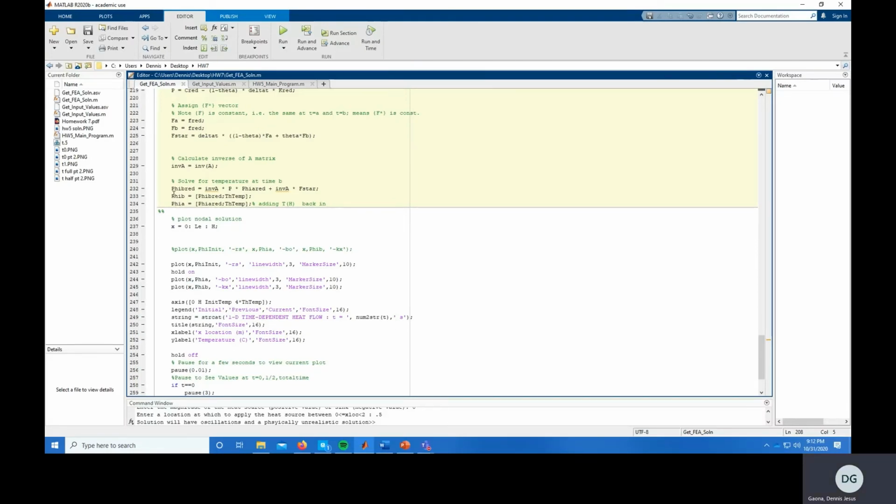Finally, in order to maintain a consistent solution, we have to add back in the temperature at node H, since we reduced our matrices earlier. We do this for phi B and phi A, the time at B and the time at A.